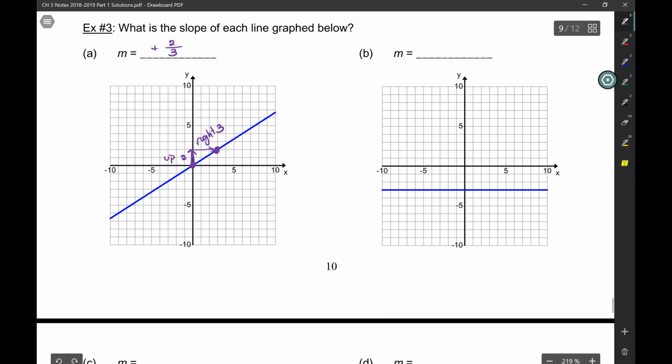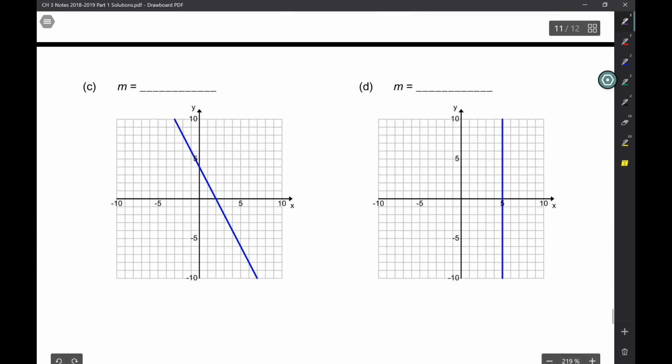Okay. Here, horizontal line, there should really not be a lot of work involved. When you see a horizontal line, you just say the slope is how much? Just 0.